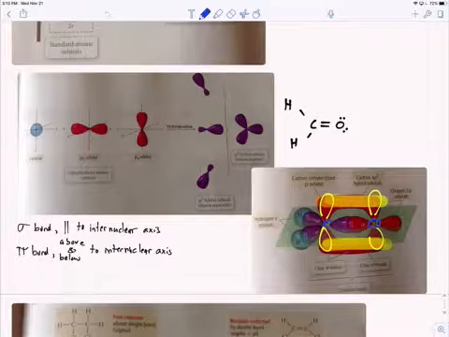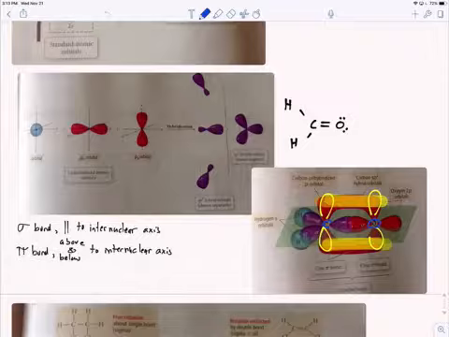So, is this making sense? No, not really? Are you getting stuck on something, or you just needed more time to process? Oh, there'll be lots of, yeah, there'll be pictures.